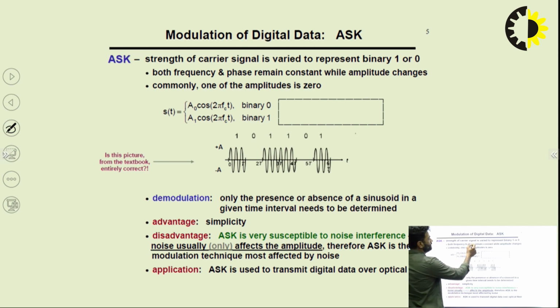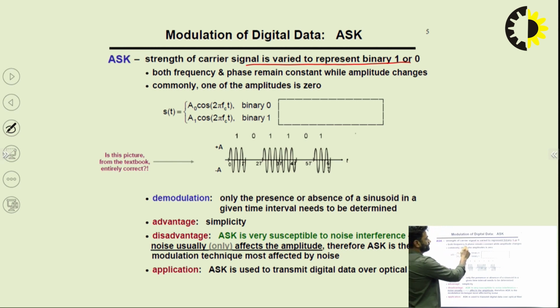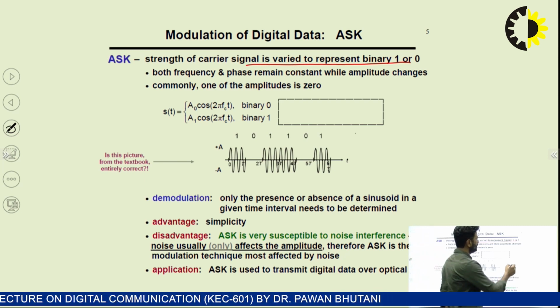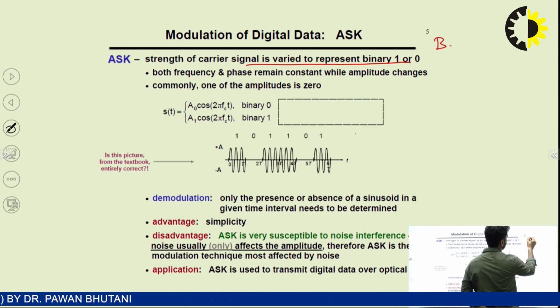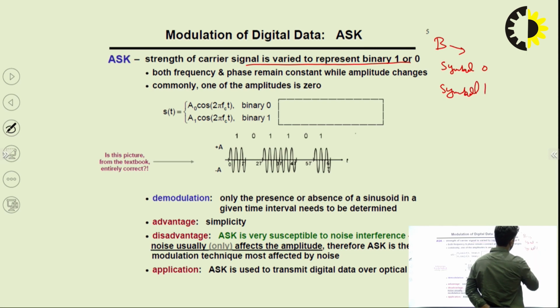Modulation of digital data by ASK: the strength of the carrier is varied to represent binary 1 and 0. Both frequency and phase remain constant while the amplitude changes. Commonly, one of the amplitudes is 0. Here you can see B is binary, that is, symbol 0 or symbol 1 will be transmitted.